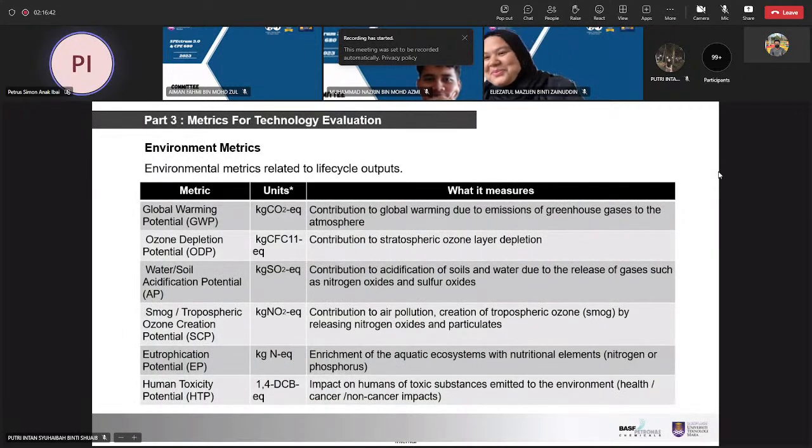This is another set of metrics related to the life cycle outputs. So here we are talking about the global warming potentials, the ozone depletion potentials, the water and soil acidification potentials, etc.